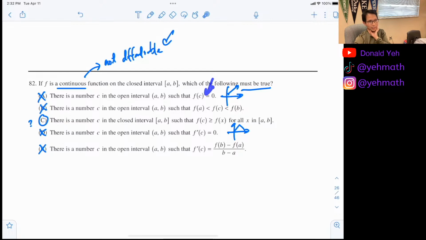F of c equal to 0. That's not true. A graph can go up, it does not equal 0. It could go down. This one could be not true. F prime of c is equal to 0. It does not have to equal 0 because they only say continuous, never say differentiable. You cannot assume it's differentiable. This question is f of b minus f of a over b minus a. Okay? This one is differentiable, but that's not true. It's not differentiable. So C is the only correct answer.